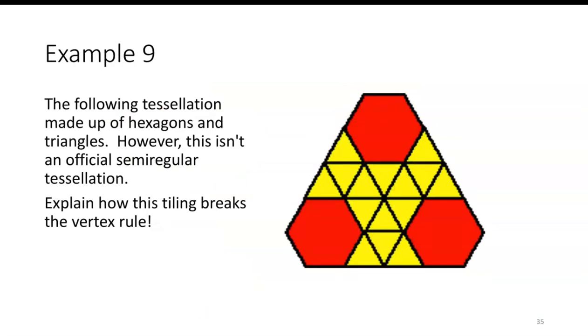The following tessellation is made up of hexagons and triangles. However, this is not an official semiregular tessellation. So how does this tiling break the vertex rule? Well, if I take the one in the far middle and go around it, that would be 3, 3, 3, 3, 3, 3.